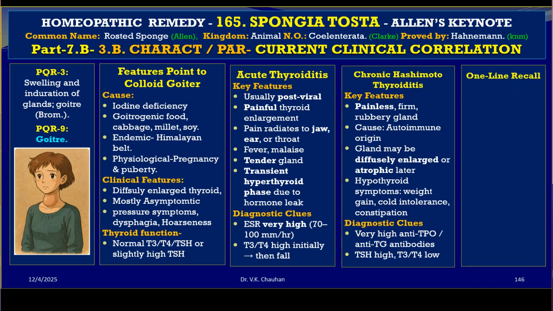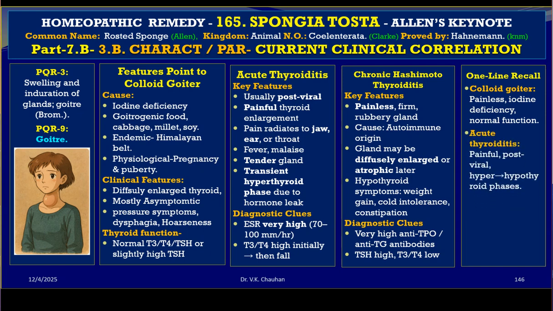So let us go for a one-line recall of all this. Number one, colloid goiter is painless, iodine deficiency, normal function. Number two, acute thyroiditis is painful, post-viral, hyper or hypothyroid phases will be seen there. And Hashimoto is a painless autoimmune thyroiditis, ultimately going to end in hypothyroid.